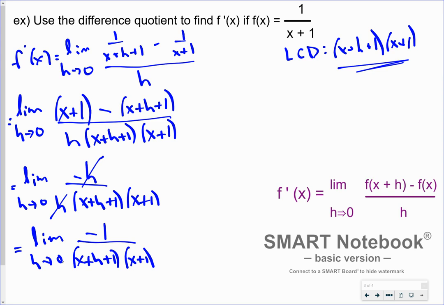Now h is going to 0. Now let's try to plug in, and when we do, we'll get a negative 1 over. Now, since this h is going to 0 right there, you really have x plus 1 times x plus 1, also known as x plus 1 squared.